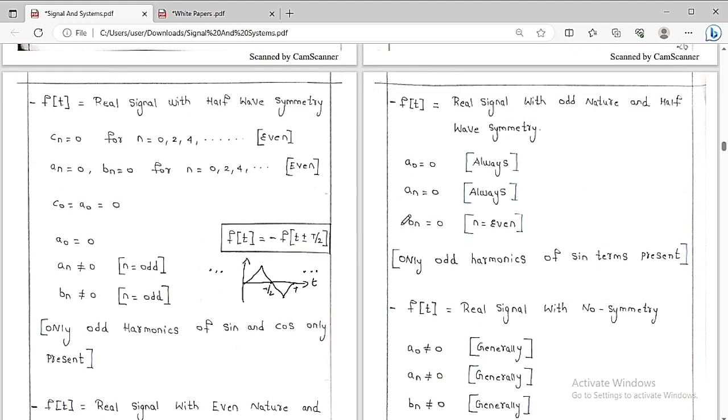So now let's go to the other property, which is if f of t is a real signal with odd nature and half wave symmetry. Now they are saying that the signal is going to satisfy two properties: one is the odd signal property and the other is half wave symmetry. I have already told you, odd signal means f of minus t is equal to minus f of t. This is called an odd signal. And half wave symmetry means f of t is equal to minus f of t plus or minus T by 2. So the signal is going to satisfy the two properties, and from this we have to tell what conditions are going to hold.